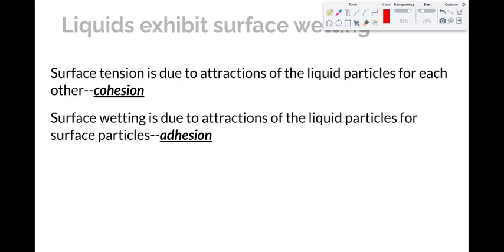Liquids exhibit surface wetting. The surface tension that we were talking about is due to attractions of the liquid particles for other particles of that liquid. Sometimes that's called cohesion. Surface wetting is due to the attractions of the liquid particles for surface particles, for the particles of the surface that they're sitting on, and that's called adhesion.